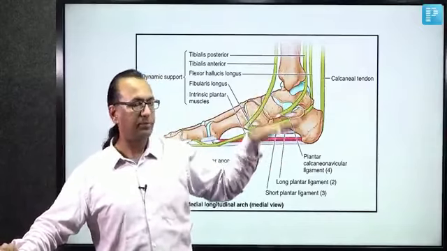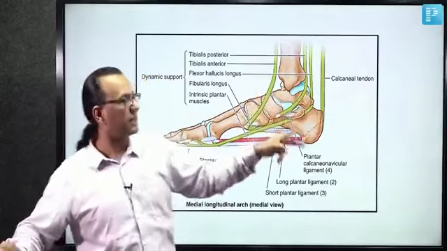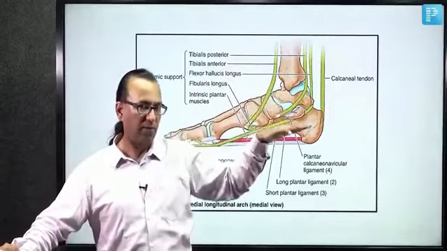As you pull the middle bone up, you will maintain the arch, and somehow if these tendons are cut, the middle bone will fall down. There will be a flat foot.